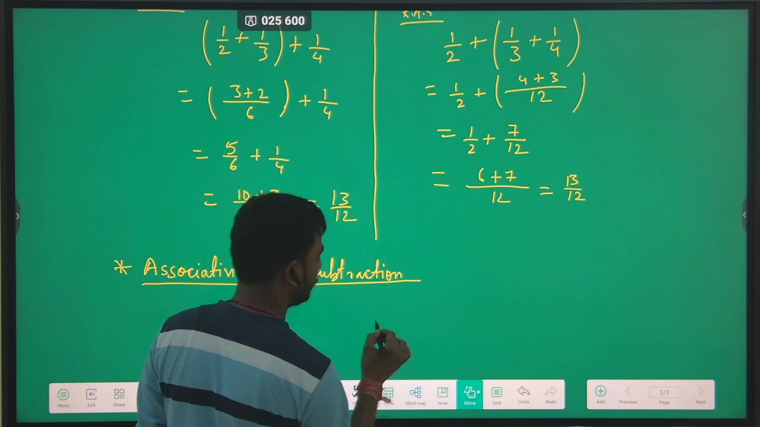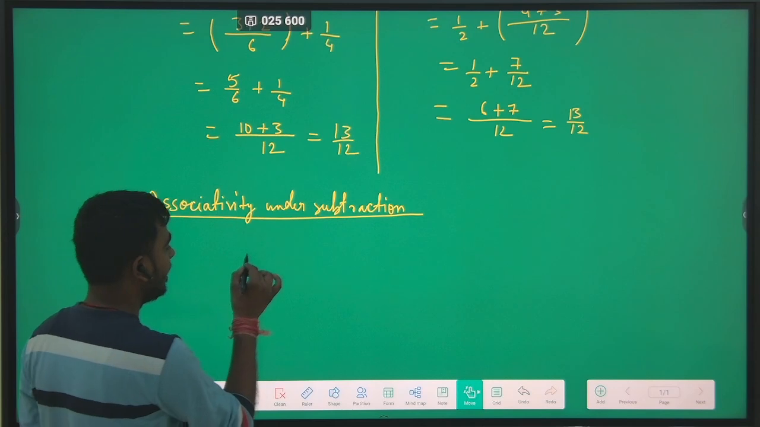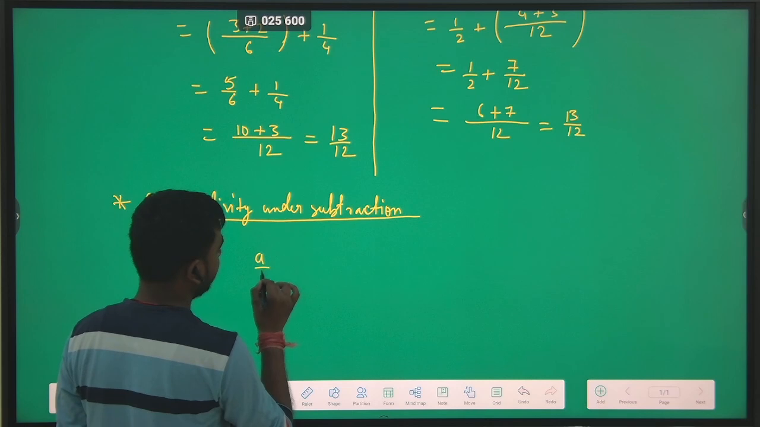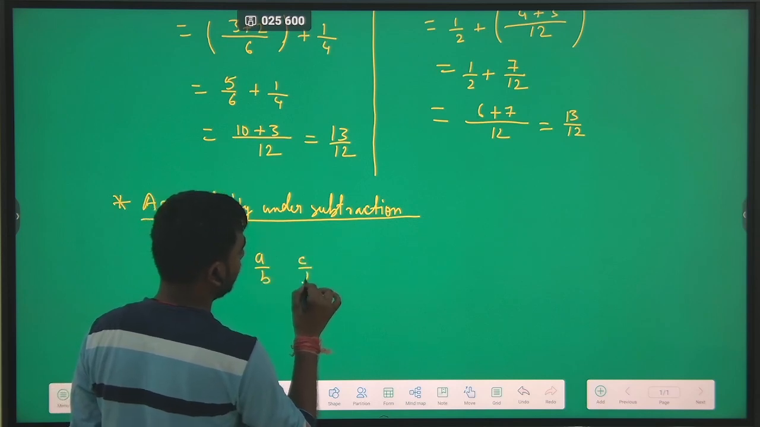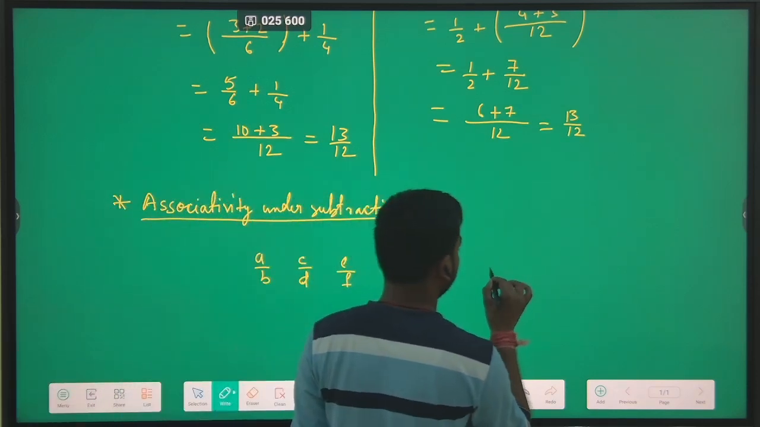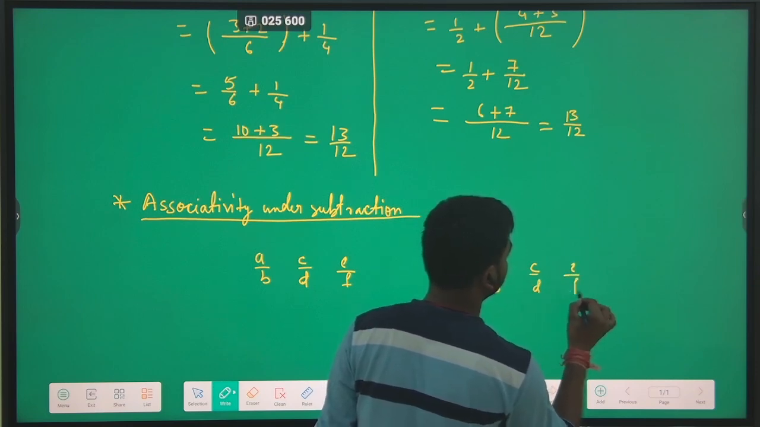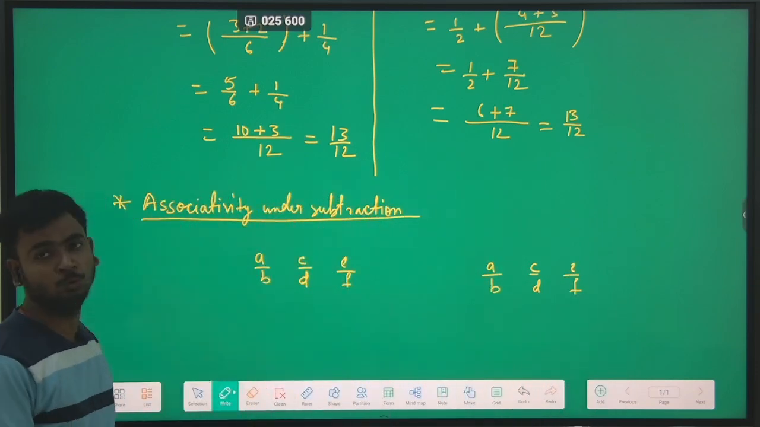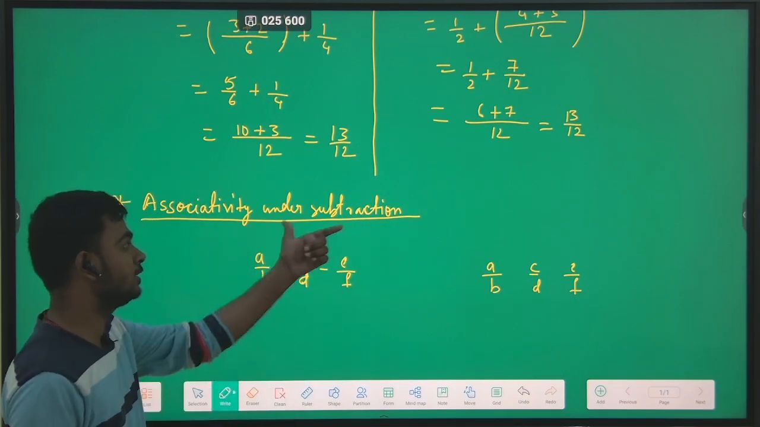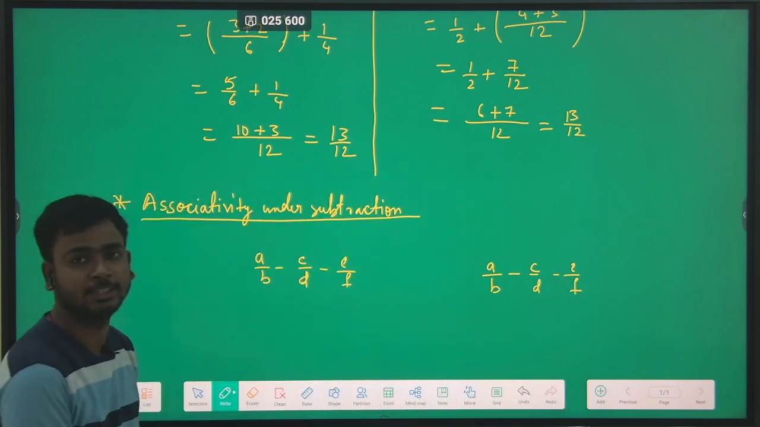So first of all, we have to recall what we have to do in this scenario. We have three rational numbers. Let us suppose that the rational numbers are a upon b, c upon d and e upon f. Now, what we have to do? We have to use the operation subtraction, since we are moving towards the subtraction phase. So, this will be the representation.